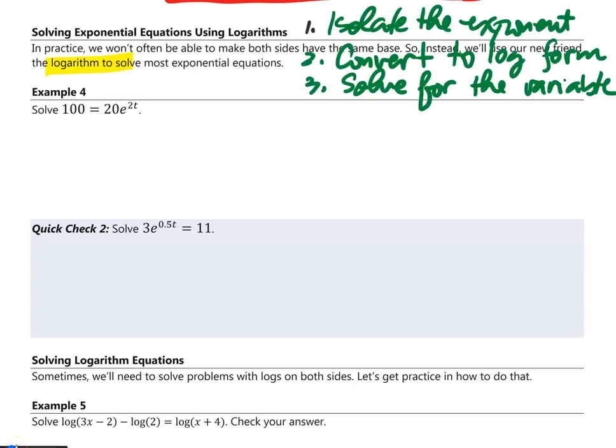All right, so example number 4, solve 100 equals 20e to the power of 2t. So here's the exponent part, and we want to isolate that. So meaning we want to get rid of 20, so we have to divide both sides first by 20. So that 100 over 20 is 5, is equal to e to the power of 2t.